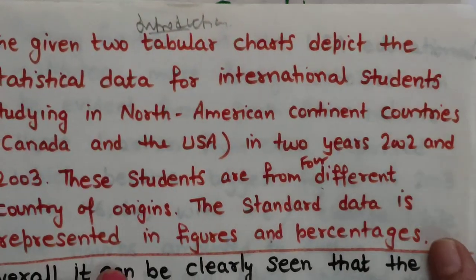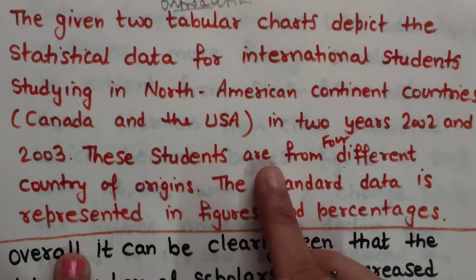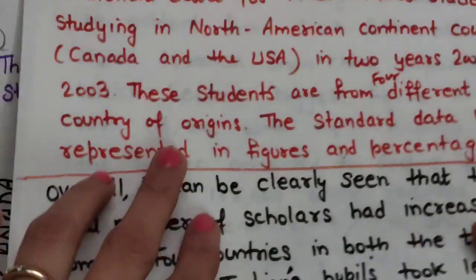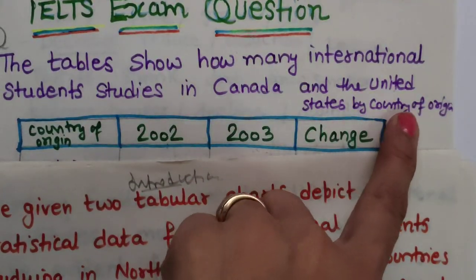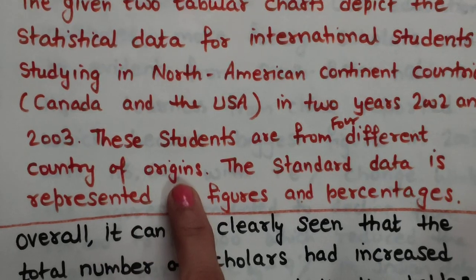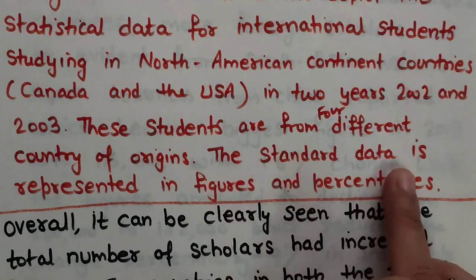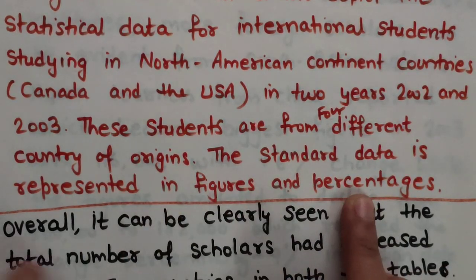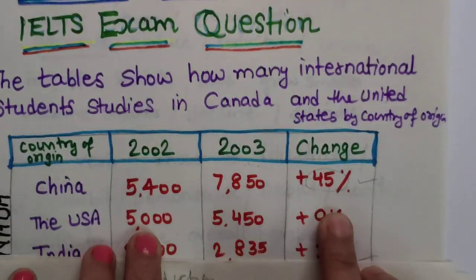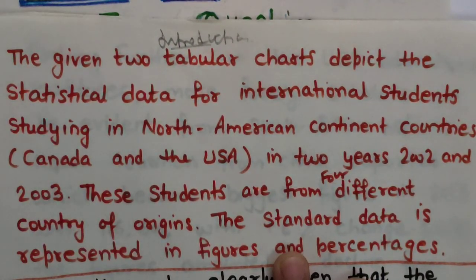Now I am using one simple sentence here: these students are from 4 different countries of origin. That is also given in the question statement. See this, United States by country of origin. These students are from 4 different countries of origin. Now the last line: the statistical data is represented in figures and percentages. Why am I writing this? Because you can see this is in figures and percentages. That's why this is our complete introduction.